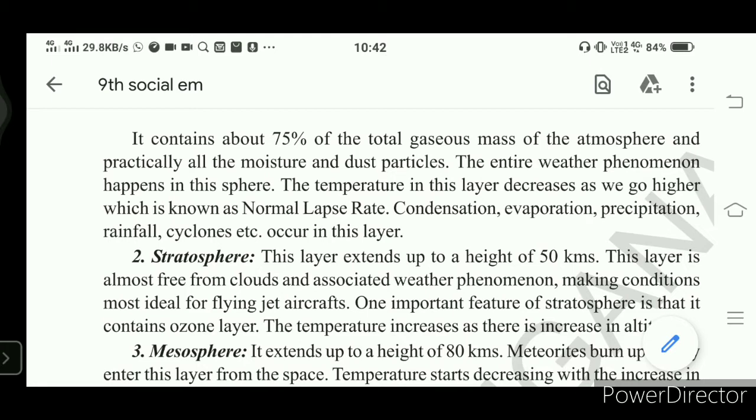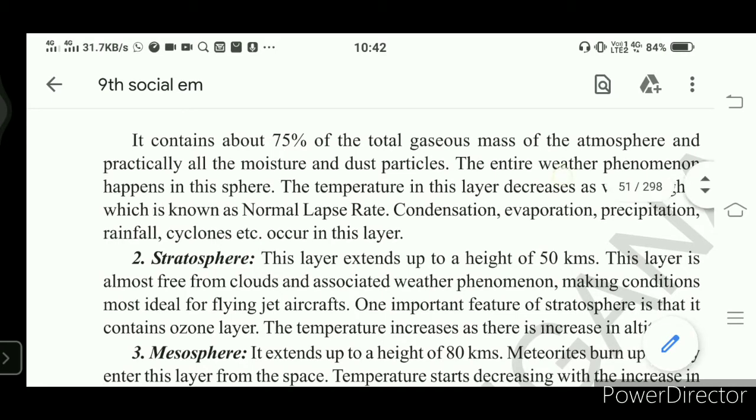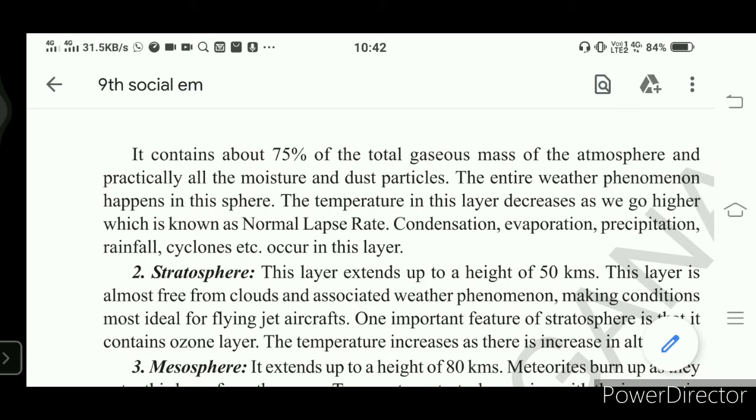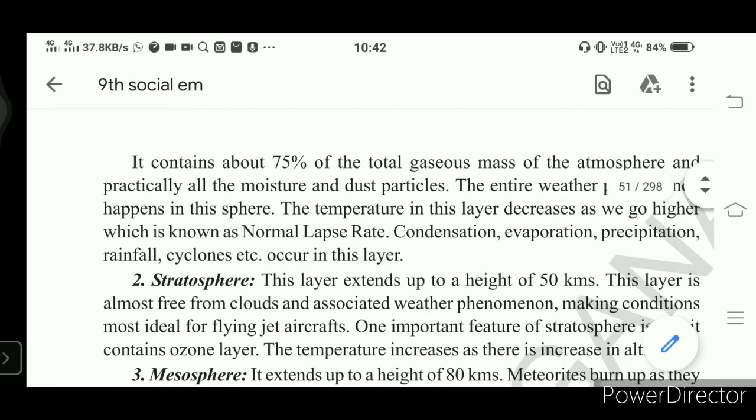So what is the lower layer? It is the troposphere. The troposphere, which is near the earth's surface, gets heated faster, right? So in the troposphere, moving from the earth's surface to higher places, temperature decreases, and this is called the normal lapse rate.